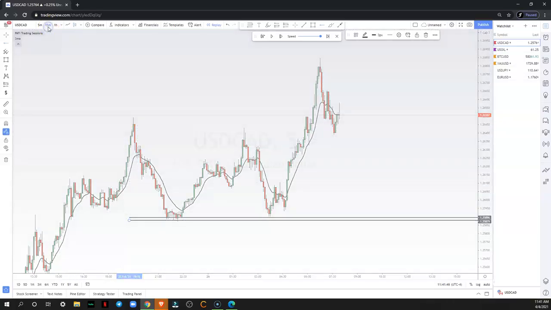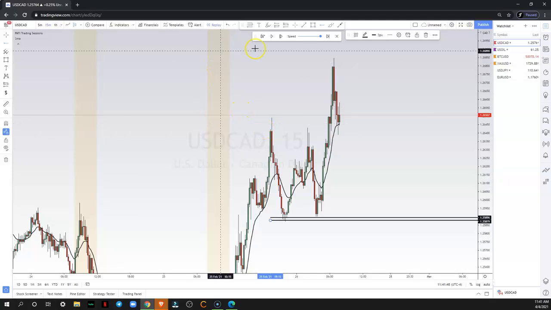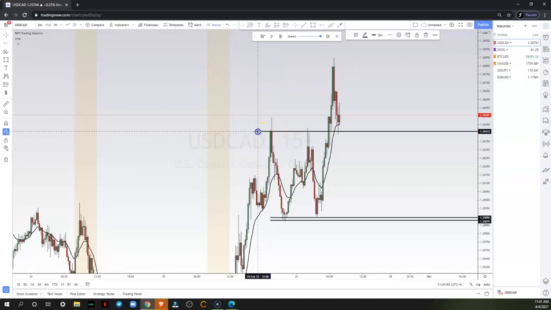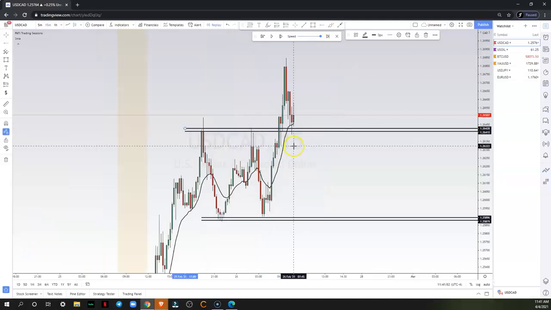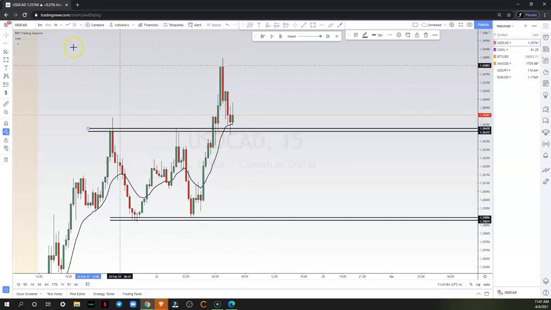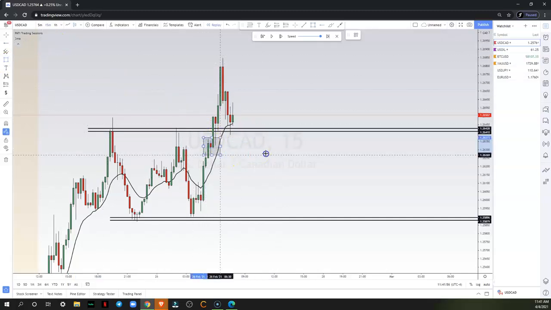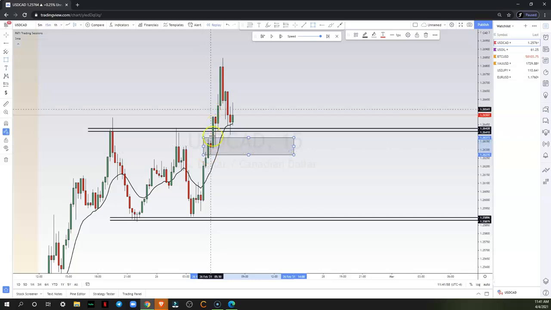Let's go into 15 minutes, see if we can see some clear swing lows. Yeah, this is the swing low right here. And let's see if we got some demand. This looks like a demand right here. It pushed up really hard, so it could come back to this area.